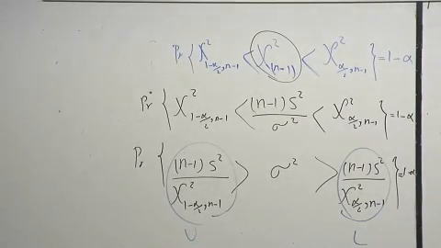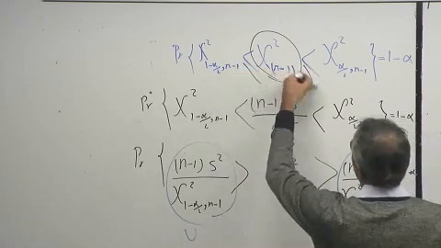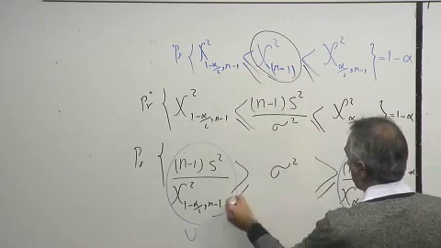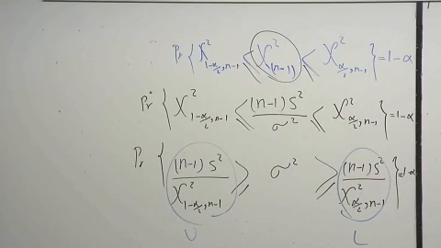By the way, it doesn't really matter if we use equality or a strict inequality. Why? Because the point probabilities are equal to 0 for continuous distributions. Any questions? We good?